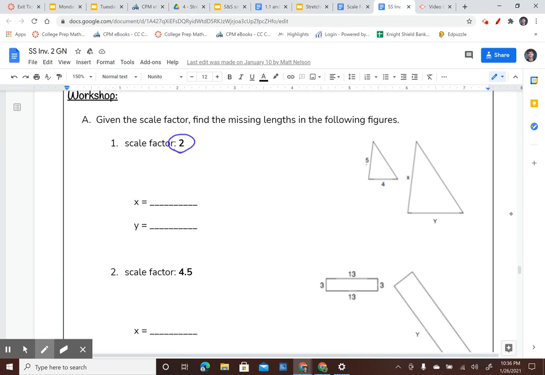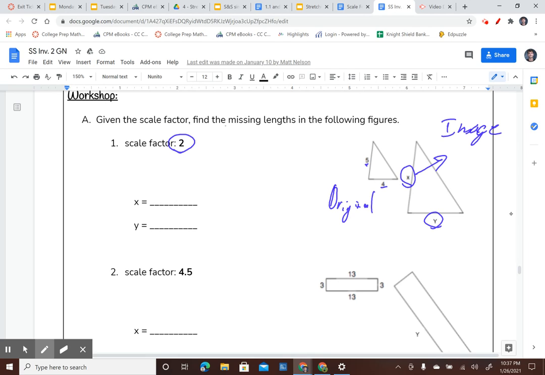So here we are given the side lengths 5 and 4. And so we know that this is our original figure. And then since we have our missing side length here, this is going to be our image or our copy. So we're trying to find x and we're trying to find y. It tells us our scale factor.